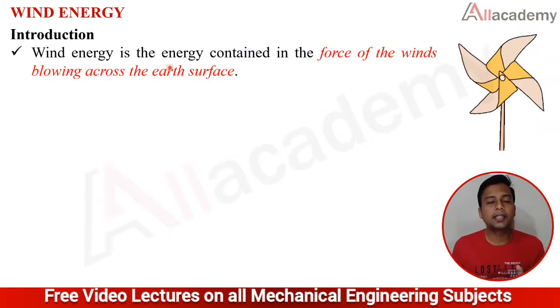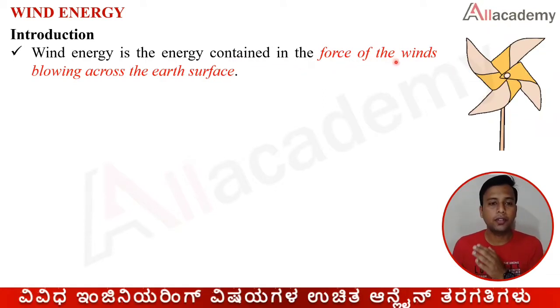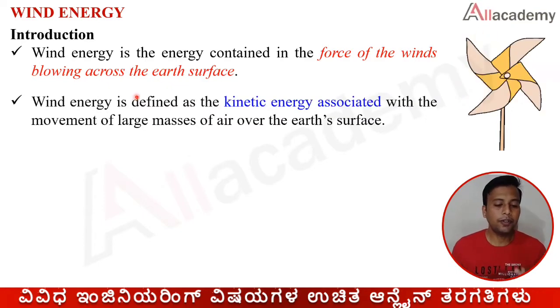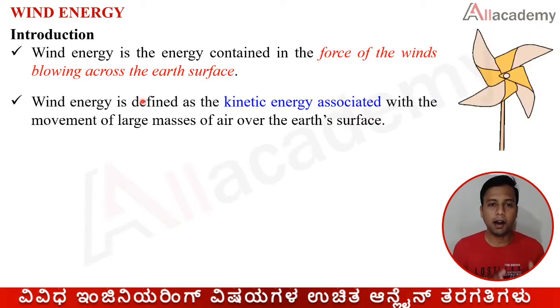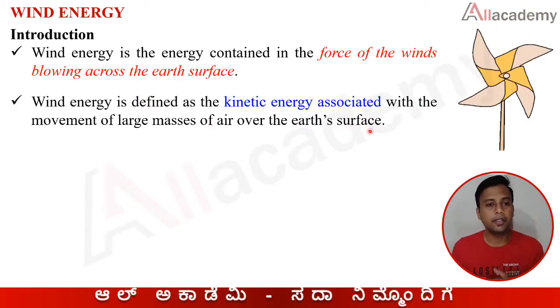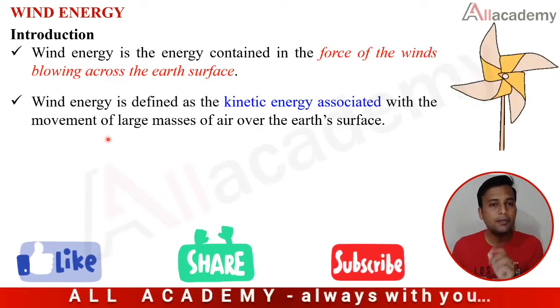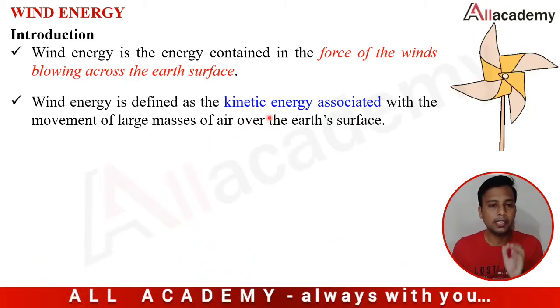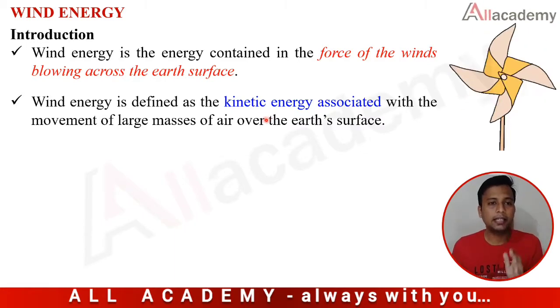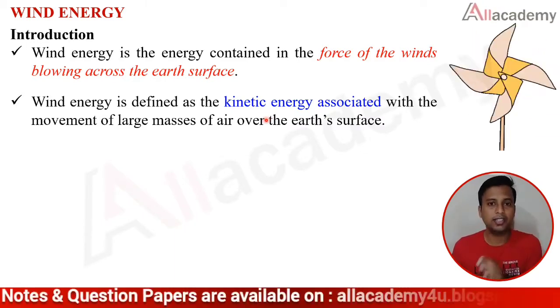Now wind energy is the energy contained in the force of winds blowing across the earth's surface. Wind energy is defined as the kinetic energy associated with the movement of a large mass of air over the earth's surface. Where there is a movement, obviously there will be kinetic energy. So wind energy is the kinetic energy associated with the movement of air over the earth's surface.